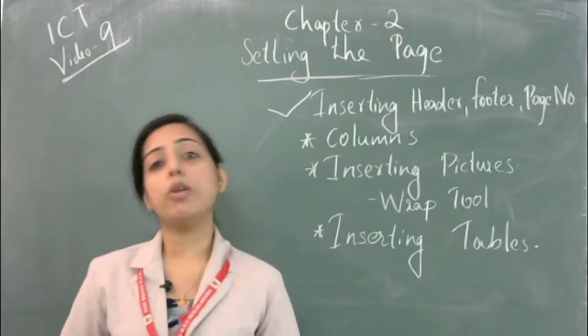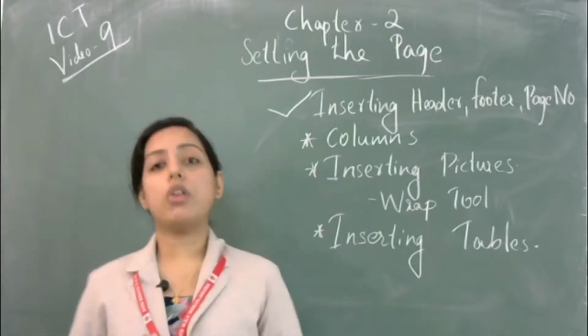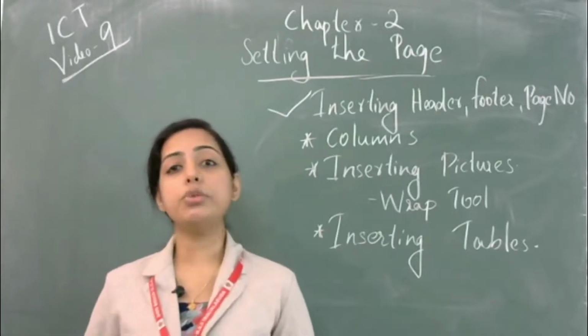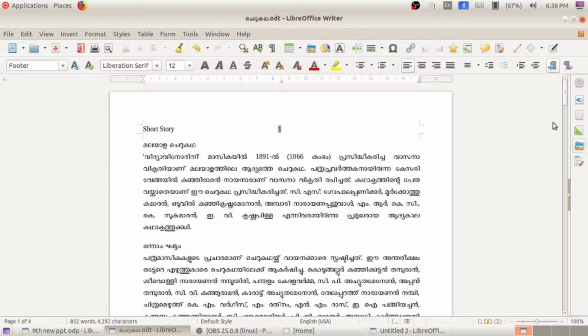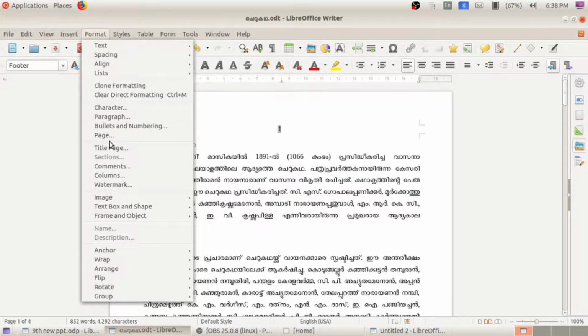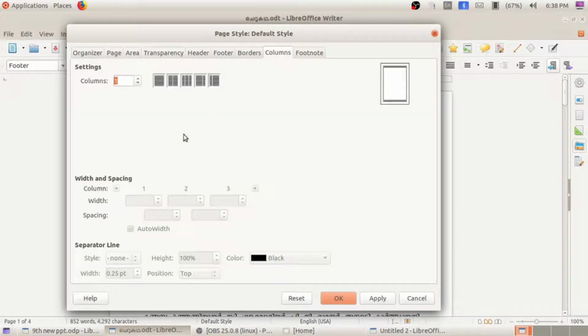So the second topic which we are going to discuss today is how we can insert columns, so how we can make columns into more than 2. So let's see how that activity is done. To arrange this page in 2 or more columns, go to format page option. Here we can see column tab. Click on this column tab.